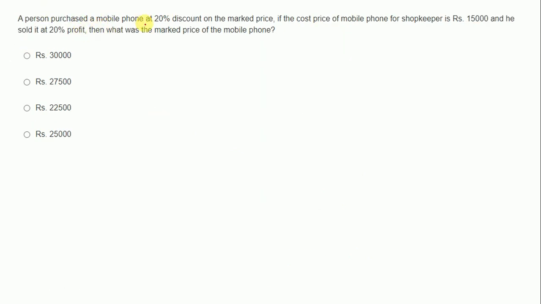Now a person purchased a mobile phone at 20% discount on the market price. If the cost price of the mobile phone is 15,000 and he sold it at 20% profit, then what would be the market price of the mobile phone? So first of all, SP is equal to 120% of CP, since the shopkeeper is selling at 20% profit, and this would be equal to 80% of market price, since he is selling at a 20% discount. So this will be the equation, and we have to solve this and we will find our answer very easily.